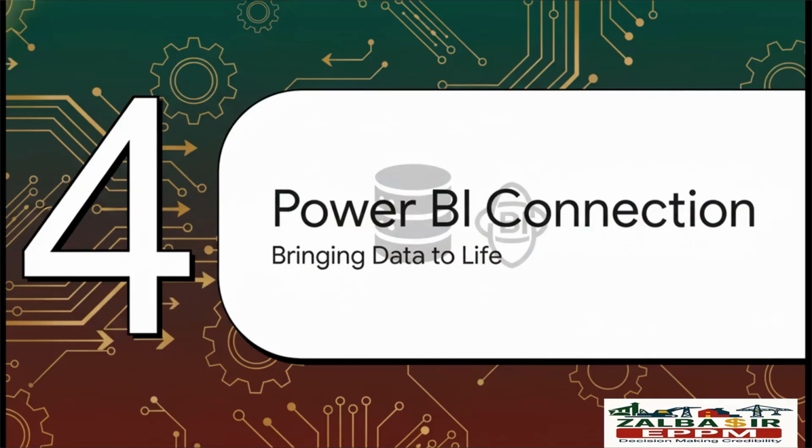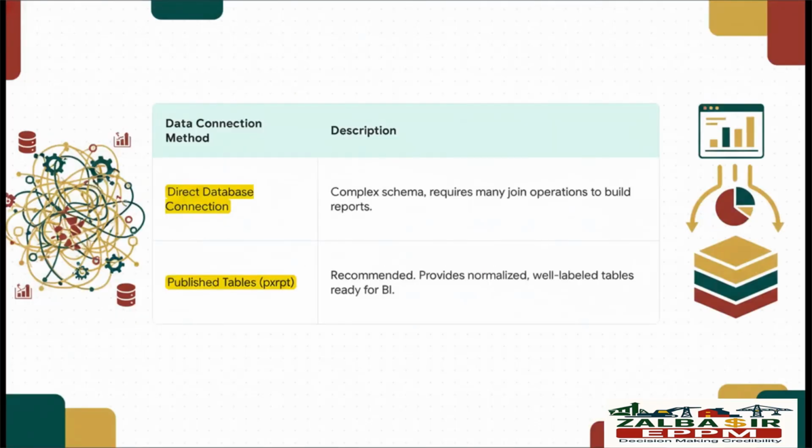Okay, so we've set up our governance, we've automated the data export. Now we get to the really exciting part, connecting Power BI and actually bringing all this data to life. Now, look, you could try to connect Power BI directly to the main P6 database. But as so many people have found out the hard way, the raw database schema is incredibly complex. It's a maze of tables and joins. The published tables method, though, is just so much cleaner. It gives you exactly what you need, all ready to go.